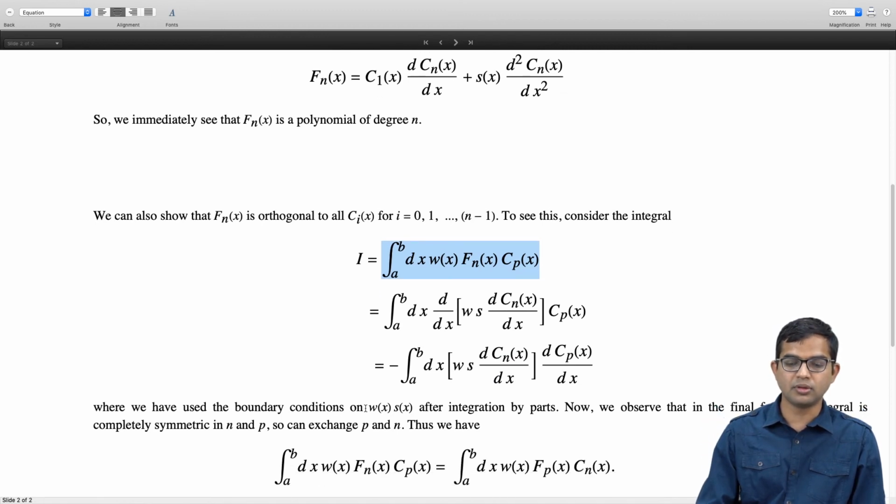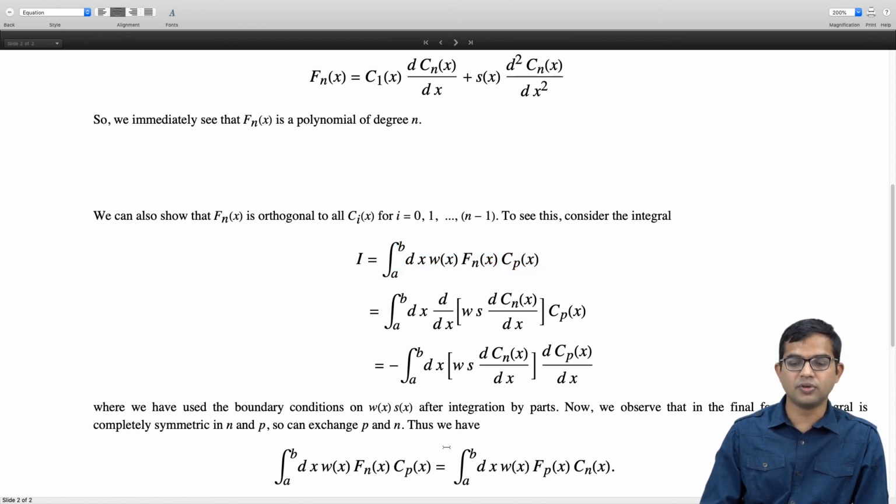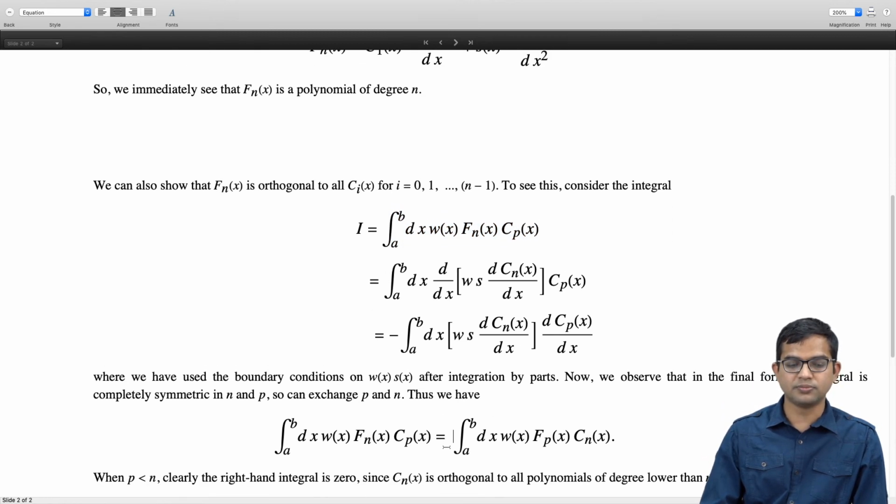So what we can argue is, in fact, the integral from a to b dx w of x fn of x Cp of x is the same as the integral from a to b dx w of x fp of x Cn of x. And this immediately leads to a very important consequence, right? So when p is less than n, clearly the right hand side is 0, right?